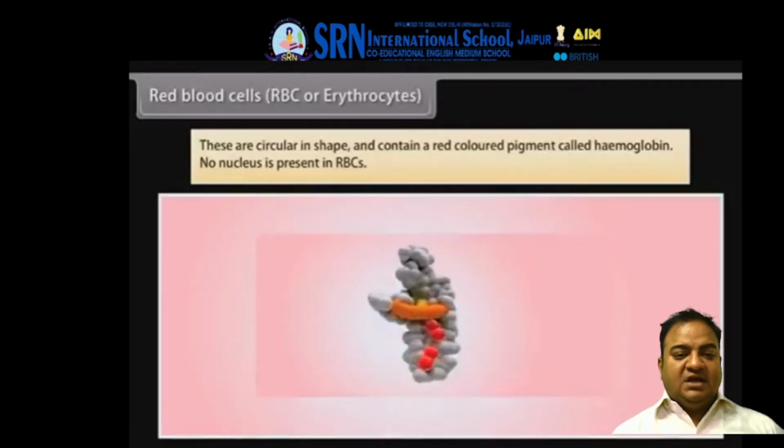The red blood cells are also called erythrocytes. The function of the red blood cells is to carry oxygen to the different parts of the body. Do you know why the red blood cells are red in color? The reason is the presence of a red colored pigment, that is hemoglobin.